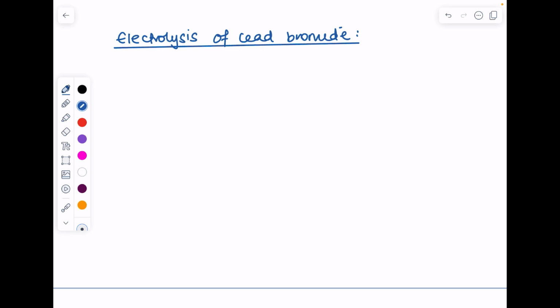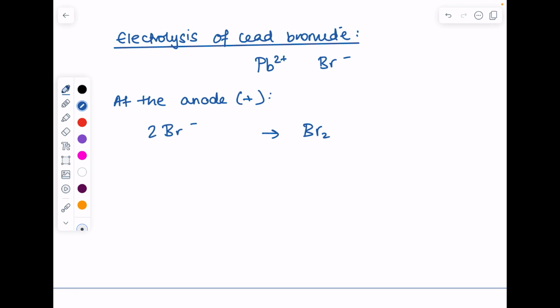Let's consider what ions we have. We have Pb2+ and Br-. So at the anode, the positive electrode, because opposites attract, you're going to have that bromide being attracted. It forms diatomic bromine, so that's why you need to write Br2. Let's balance that. And then in terms of electrons, in order to balance that, this is our completed half equation. And because electrons are being taken away, we call that oxidation.